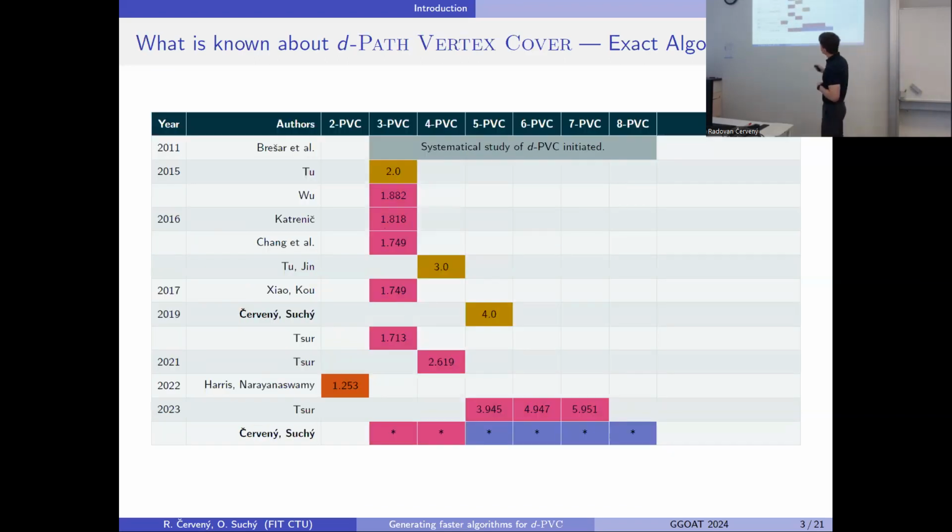After 2011, of course, people started to work on the problem, and they gradually improved the running time more and more. In this talk, I will be talking about this last line here, because we were able to quite significantly improve the running times for some d-path vertex cover problems.